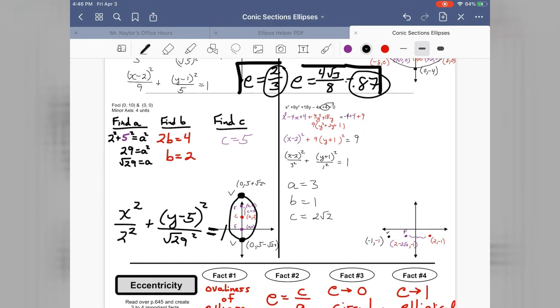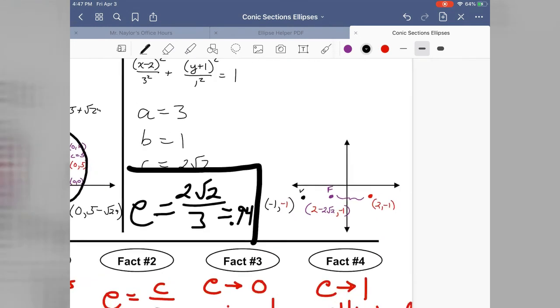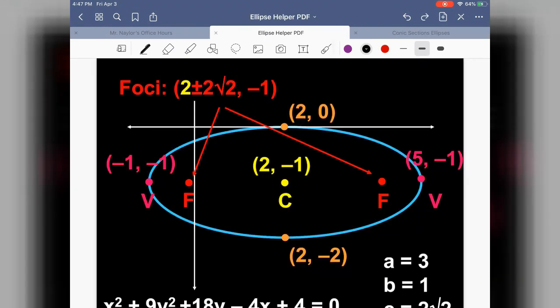How about one more? This guy at the bottom right corner, where we had a c value of 2 root 2 and an a value of 3. That as a decimal comes out to be 0.94. Again, it's good to write this as a decimal because you can see then that this ellipse, which I never drew but was shown on this diagram, is the most elliptical of all of them, as it has the largest e value.